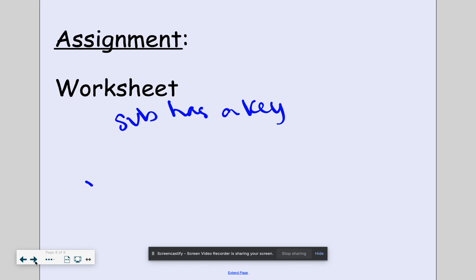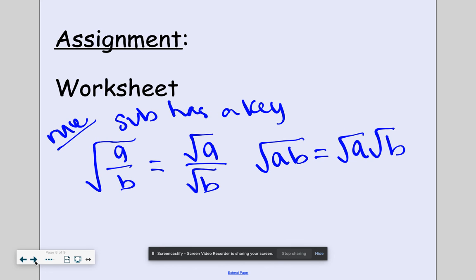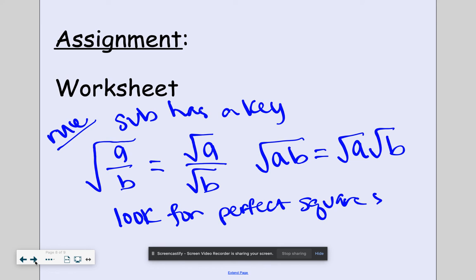Also, another rule, if we have something that looks like this, we can break it up the same way we broke up our multiplying. So some of that might go in that problem in the worksheet. So you might need to use this rule. Don't forget our other rule. So if we have square root of a times b, that's the square root of a times the square root of b. Look for your perfect squares. Okay.